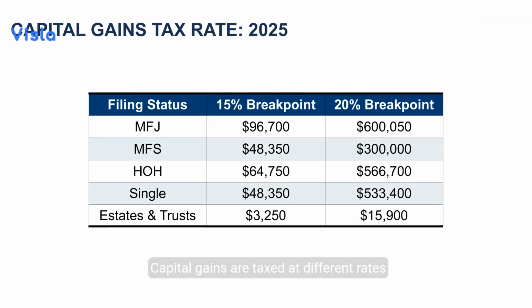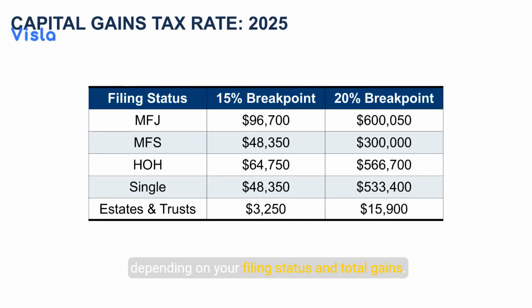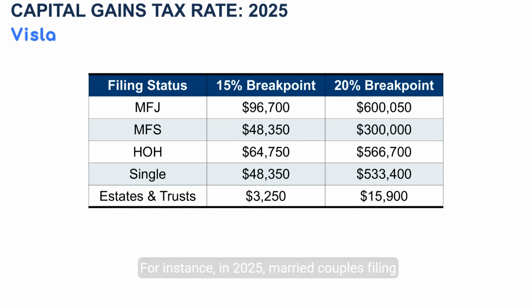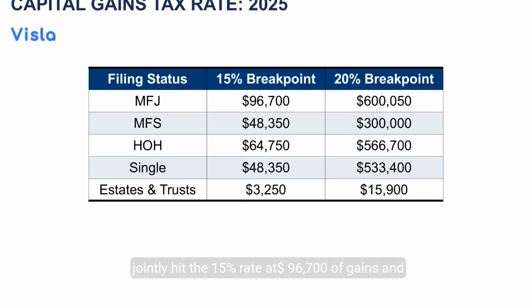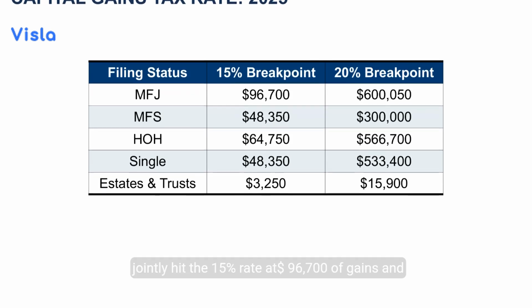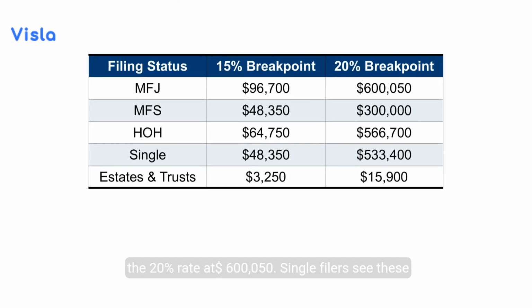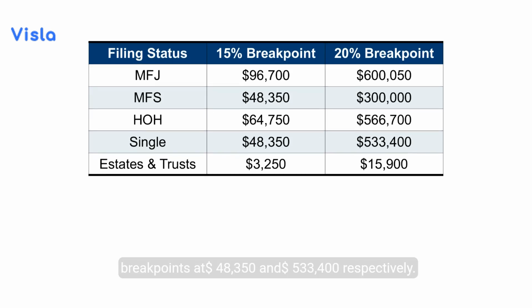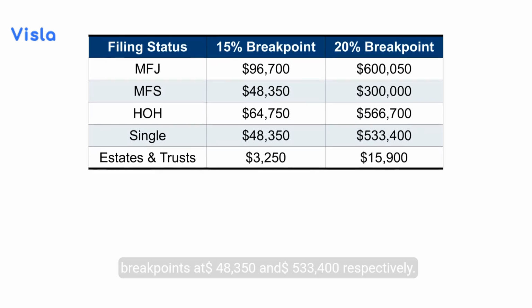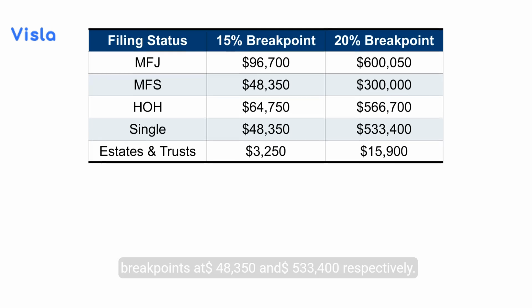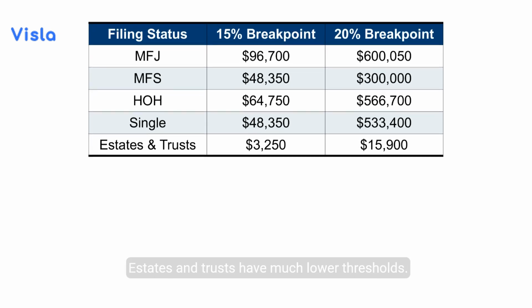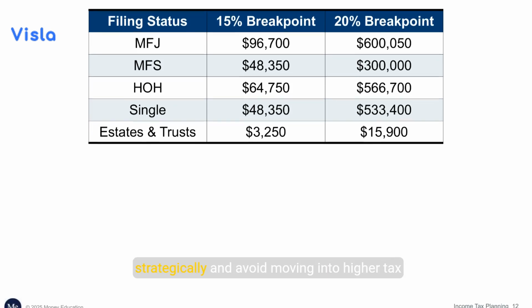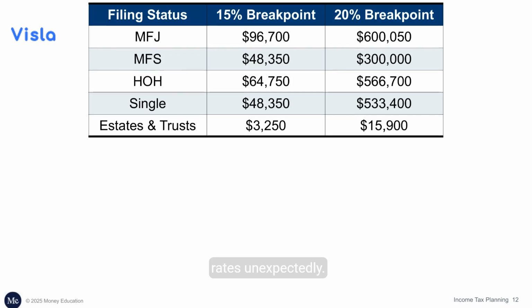Capital gains are taxed at different rates depending on your filing status and total gains. For instance, in 2025, married couples filing jointly hit the 15% rate at $96,700 of gains and the 20% rate at $650. Single filers see these breakpoints at $48,350 and $533,400 respectively. Estates and trusts have much lower thresholds. Knowing these brackets helps you plan asset sales strategically and avoid moving into higher tax rates unexpectedly.